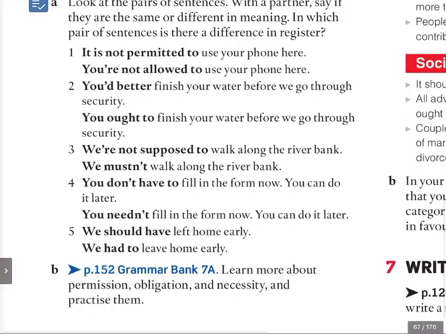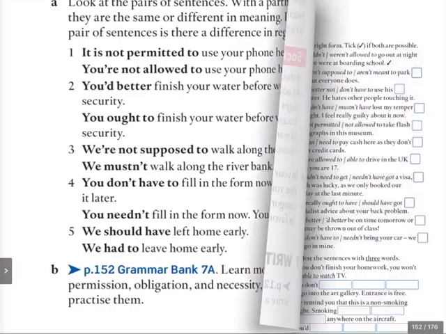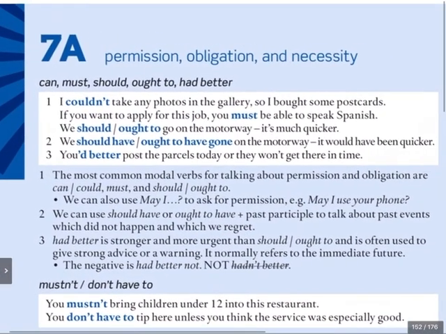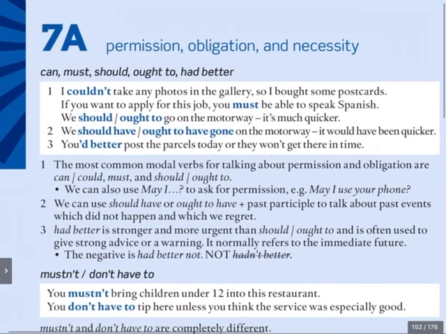Are you ready to look at our grammar bank? Page 152, please. Can you see? Page 152, 7a, permission, obligation, and necessity. Now, the first group we're going to look at is can, must, should, ought to, and had better. Do they all sound familiar to you? Well, maybe ought to is a synonym of should, no? And had better is what we mentioned earlier, no? If you don't do something, there will be consequences. No más te vale. No?